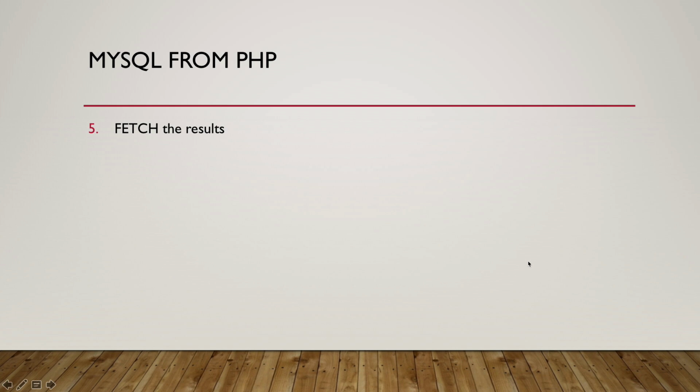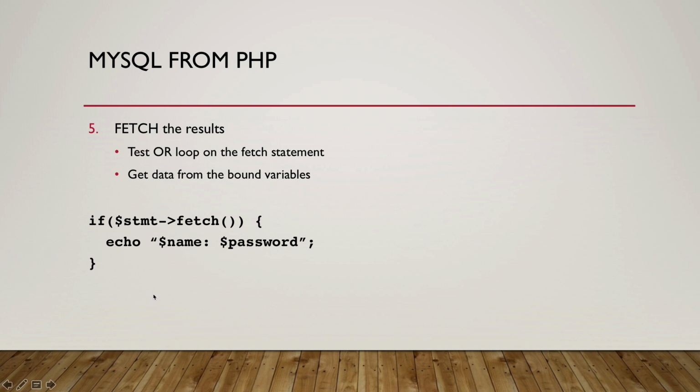Now we are ready to actually fetch the results. This is the last piece of the pie. All this really does is take the data that was returned and put it into those variables that we've bound to the information. So you usually run a test or you loop over the fetch statement. You'll see what I mean by that in a moment. And then you get the data from those bound variables. So here's what that might look like. We run the function statement.fetch. Fetch will return true if data was actually returned. So you put it inside an if statement. If statement.fetch was true, then that means username and password are ready and you can actually output them like we do here.